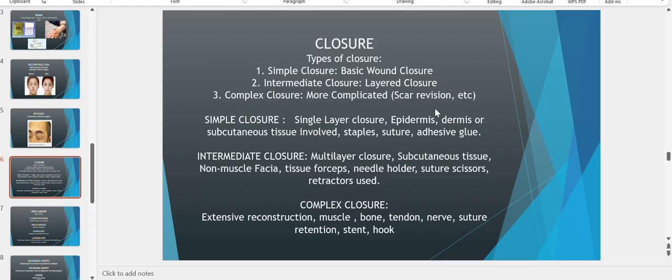Now, coming to next, that is complex closure. Complex closure means that the patient has a wound and the bone part, muscle part, or tendon part is visible. Okay, so that one is complex closure. You can see that. And the physician will use a stent, hook, or retention suture. Extensive undermining is used in the complex closure.